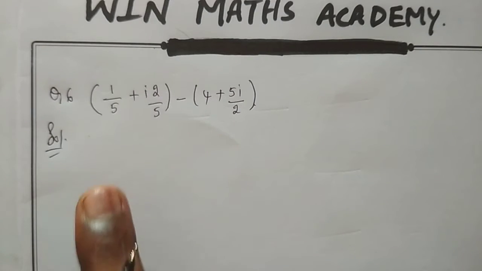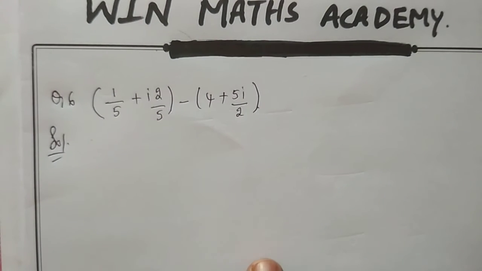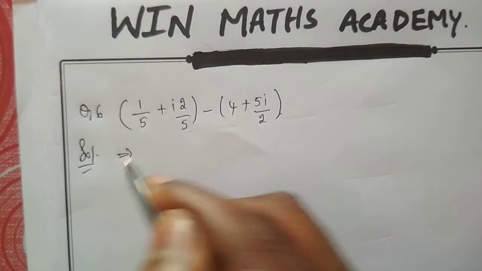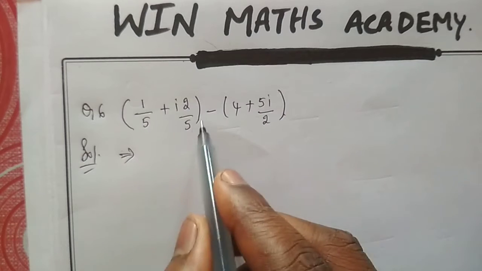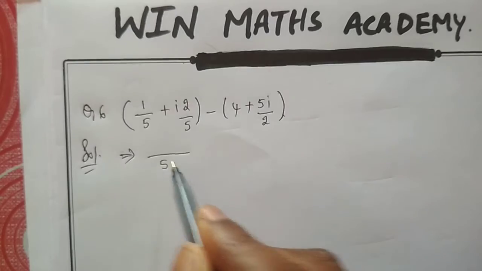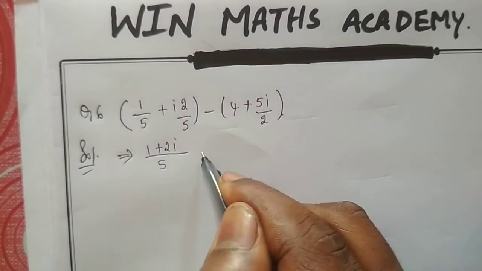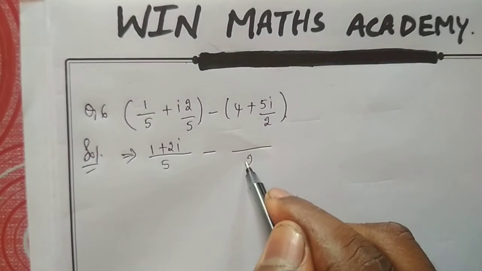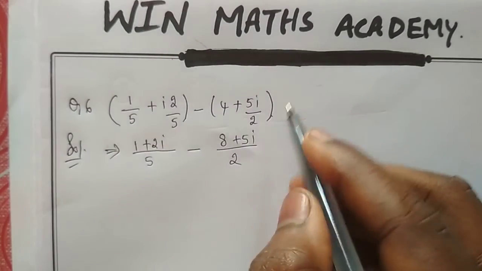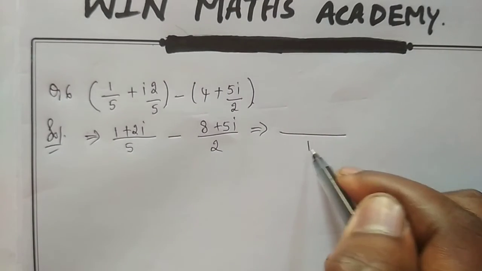Question number 6 is 1 by 5 plus i into 2 by 5 minus (4 plus 5i) by 2. That implies, we observe in the bracket 1 by 5 plus i into 2 by 5. LCM is 5. Numerator is 1 plus i2, or 2i. Minus, here LCM is 2, 4 2s are 8 plus 5i. That implies the LCM is 5 2s are 10.